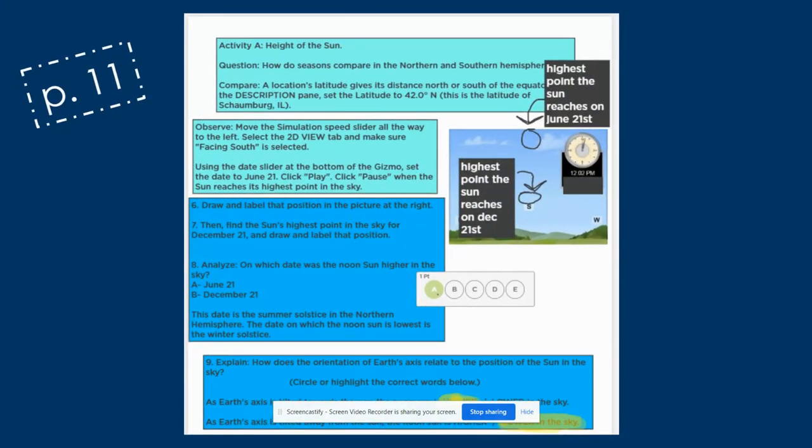All right, moving on to page 11. This is where you had to do a couple multiple steps. You did need to draw in an illustration. The sun would be at its highest point June 21st, and its lowest point on December 21st as well. That would basically mean, on which date was the noon sun higher? That would be June 21st. The Earth's axis that would be tilted toward the sun would be higher in the sky, and then the Earth's axis that would be tilting away would be lower in the sky.